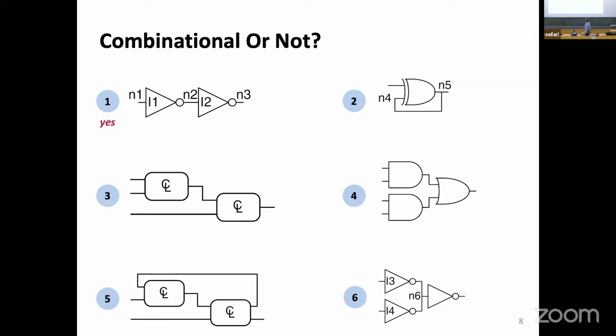Number two. This guy. Who says it's combinational? Wow, people study this. Did you ask ChatGPT? Why not? I mean, someone, yeah? There's a cycle. So the output N5 goes back to N4. This is what we call not combinational. Number 3, combinational. Great. Number 4 is also combinational.